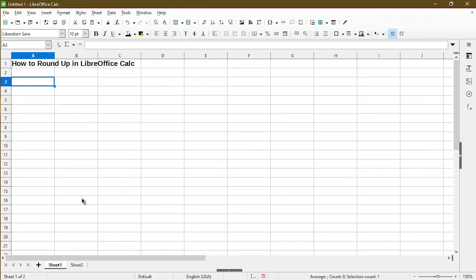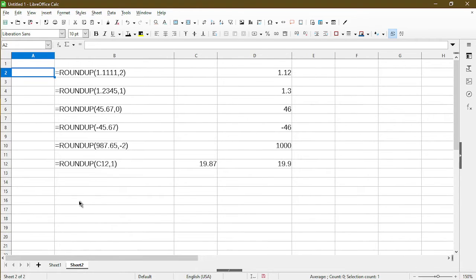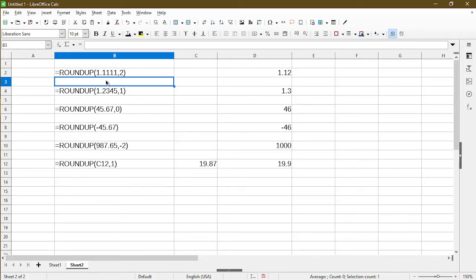To demonstrate, I'll go to Sheet 2, and I have several examples on how to use the roundup function. So roundup takes two parameters. The first one is simply the number you want to round up, and the second one means how many decimal places we want to round up to.